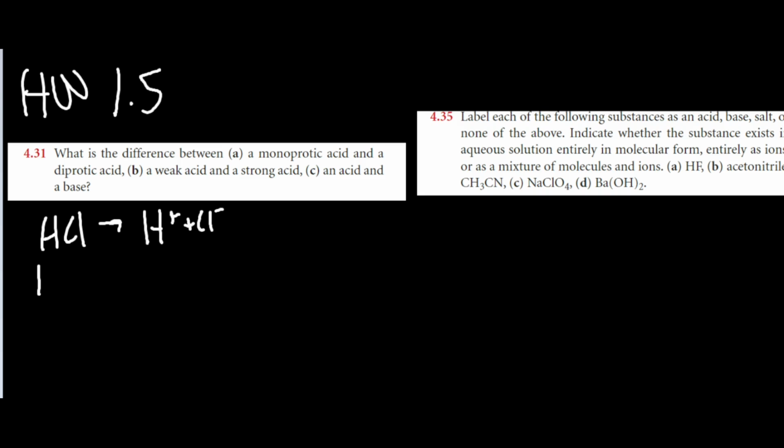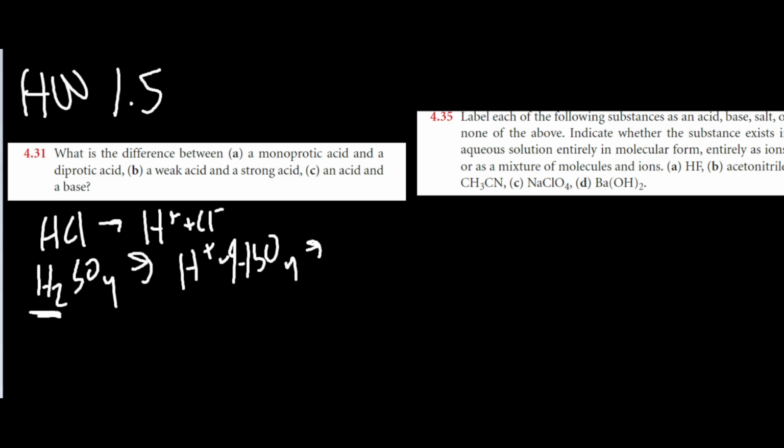But a diprotic acid like H2SO4, notice how it has two hydrogens here. It'll ionize twice. You'll have two hydrogens in solution instead of one. That's the difference. So, like in the reaction, it'll be H plus HSO4, and then it'll react again to H plus SO4. And these are all ions. So yeah, that's the difference.